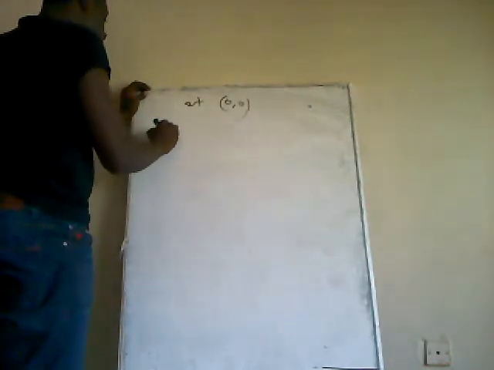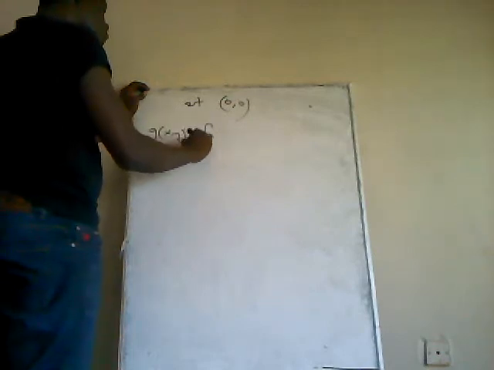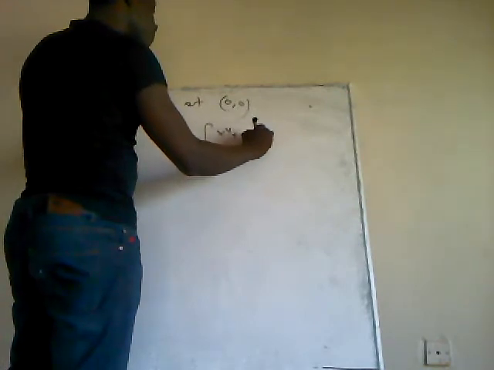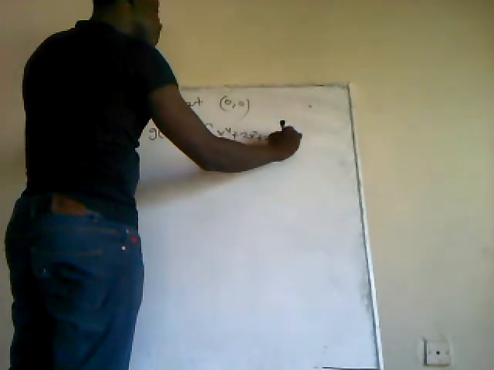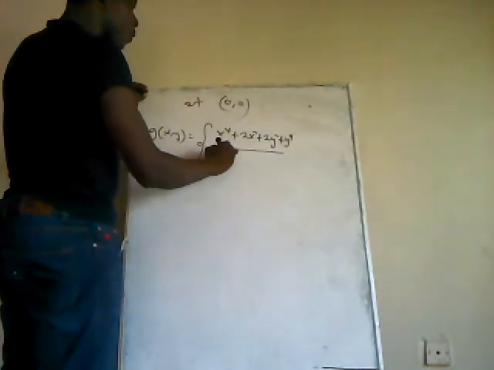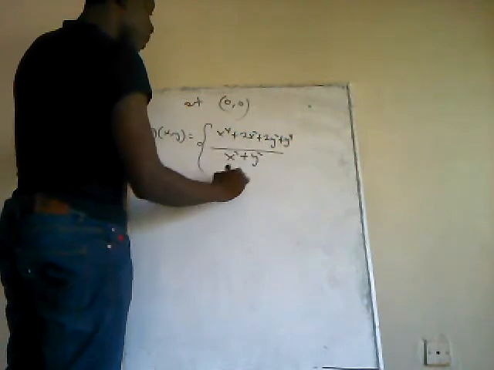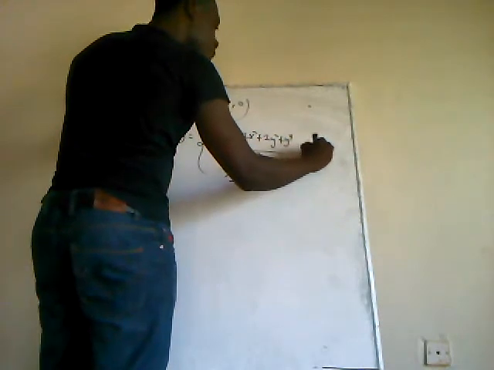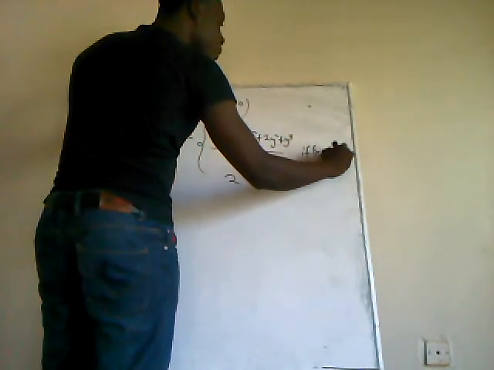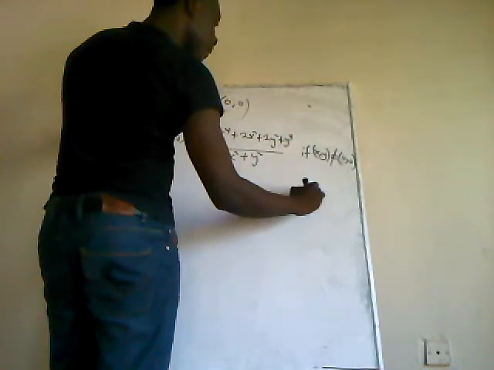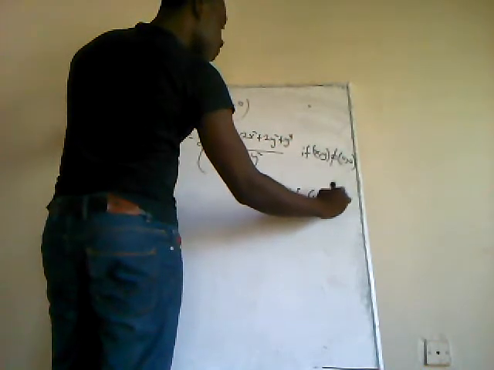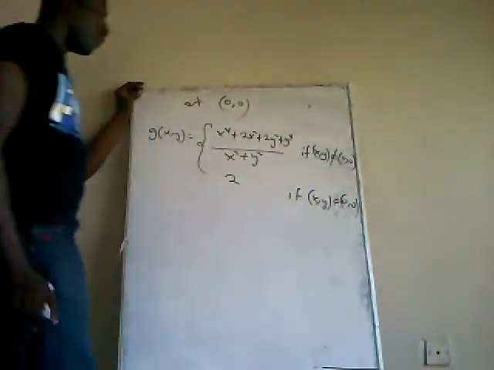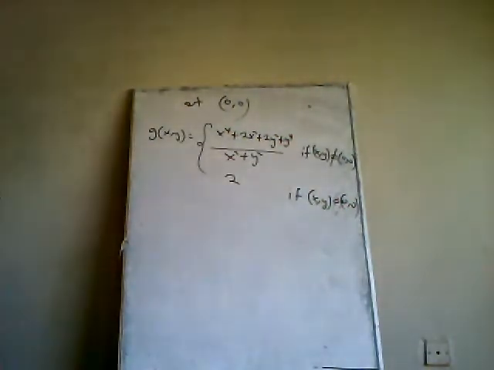Okay, and we say g of x, y is equal to x^4 plus 2x squared plus 2y squared plus y^4 all over x squared plus y squared, if x, y is not equal to 0, 0. And it is 2 if x, y is equal to 0, 0.